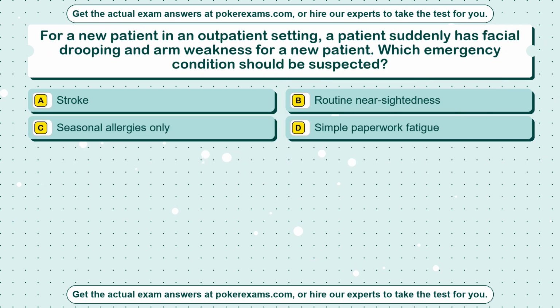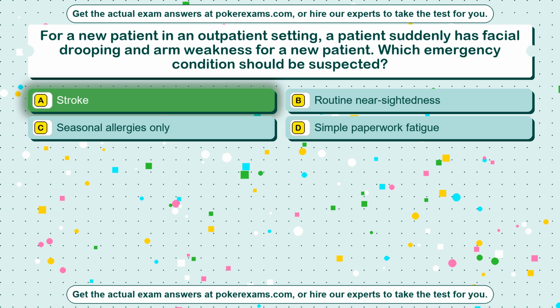Question 70. For a new patient in an outpatient setting, a patient suddenly has facial drooping and arm weakness. Which emergency condition should be suspected? Option A, stroke. Option B, routine nearsightedness. Option C, seasonal allergies only. Option D, simple paperwork fatigue.